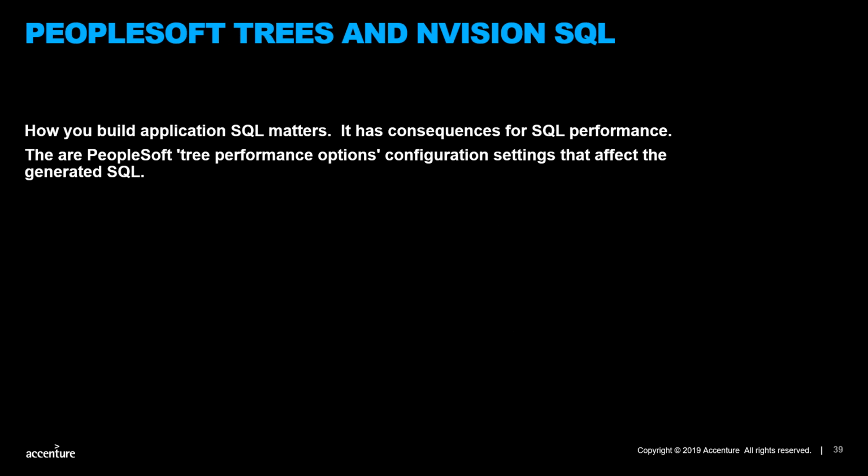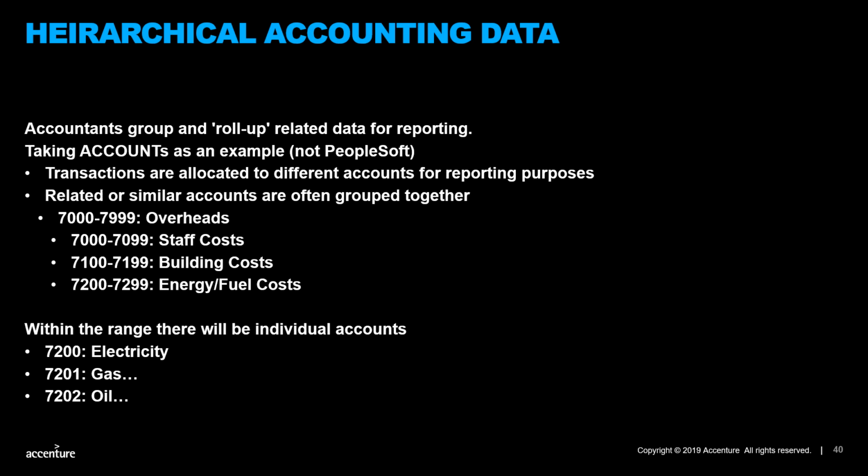Now, Bloom filters only work on equality joins. So what this means is that how you build your application SQL really matters. It has major consequences for performance. Well, in PeopleSoft nVision, the tree performance options affect the SQL that is generated. Let's look at our hierarchical accounting data again. Accountants like to group and roll up related data for reporting. So let's take a very simple chart of accounts. This isn't a PeopleSoft example.